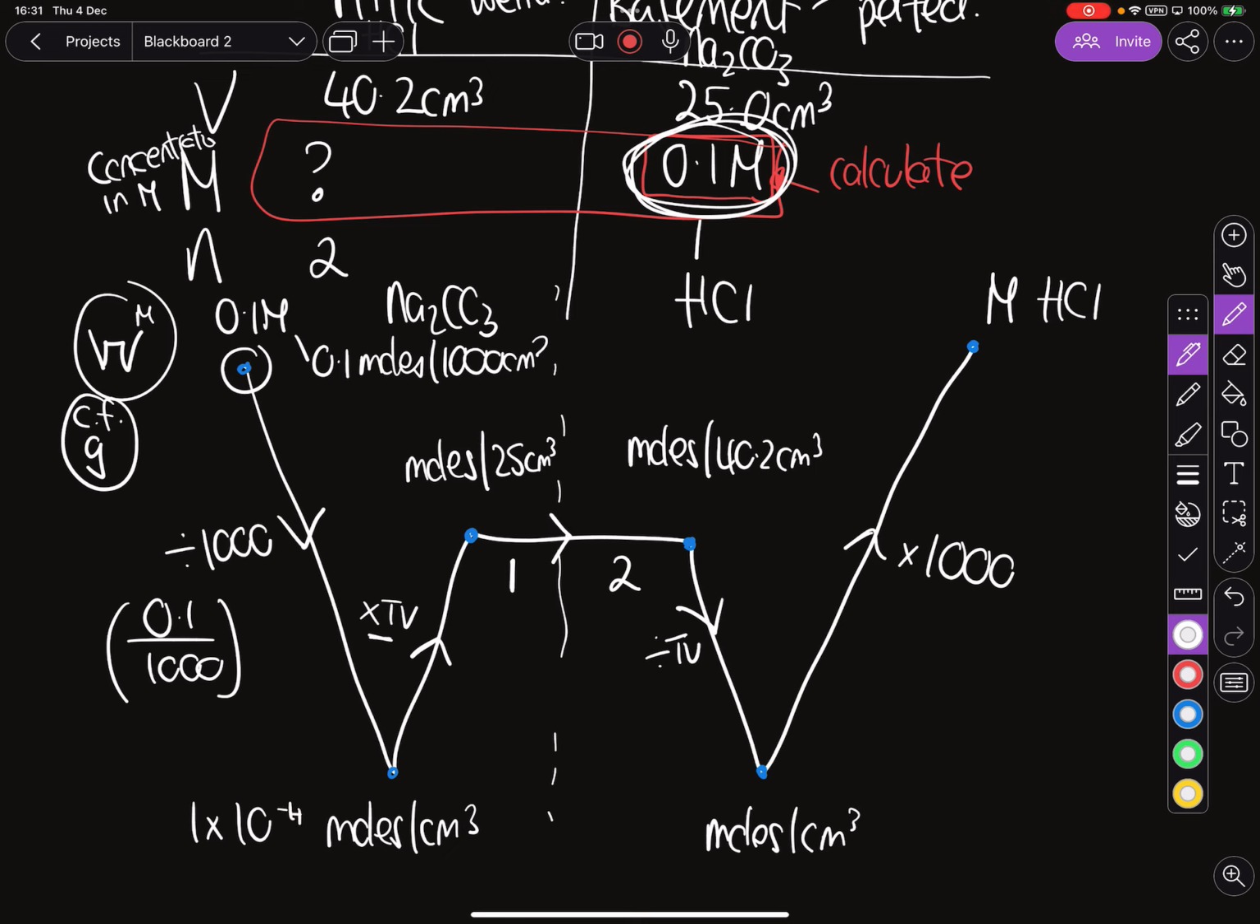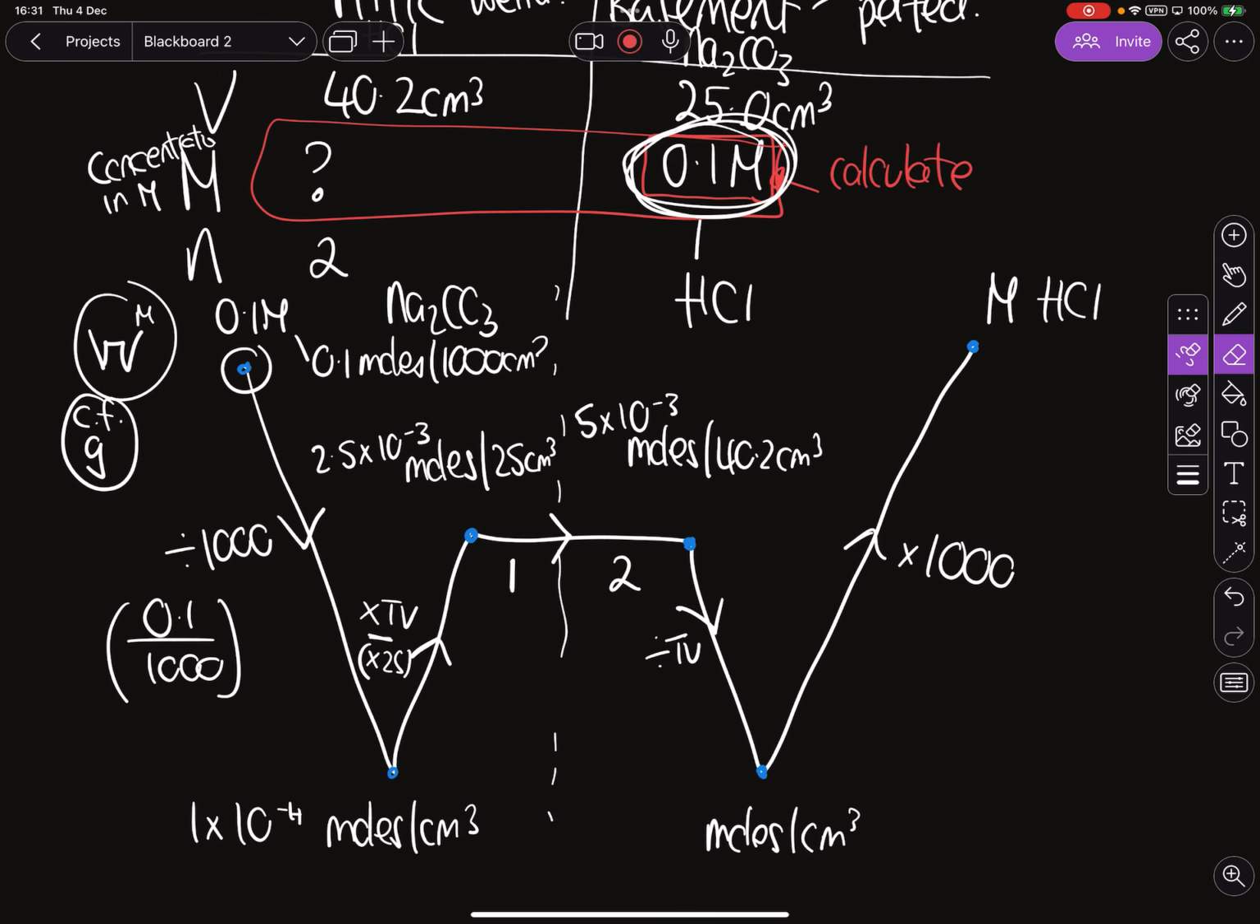I'm going up now, so I'm trying to find moles in my titer volume. So here I'm going to be multiplying it by 25. So when I put that into my calculator, I'm getting 2.5 by 10 to the minus 3 moles. I use my ratio, so 1 equivalent is 2.5 by 10 to the minus 3. 2 equivalents is going to be double that, so 5 by 10 to the minus 3 moles in 40.2 centimeters cubed.